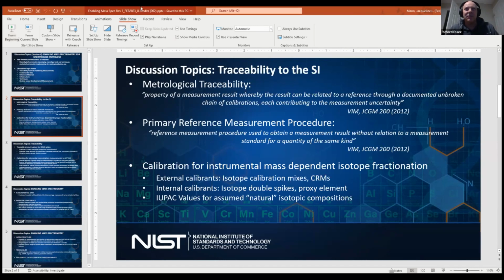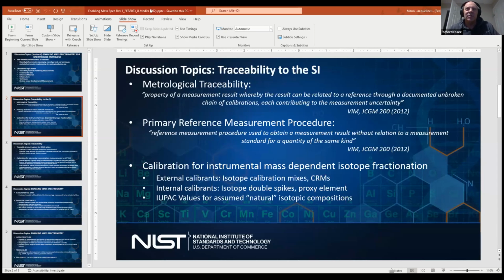I've just put up a couple of definitions here from the VIM. One for metrological traceability: a property of a measurement result whereby the result can be related to a reference through a documented, unbroken chain of calibrations, each contributing to the measurement uncertainty. And then I've also thrown up the definition for a primary reference measurement procedure.